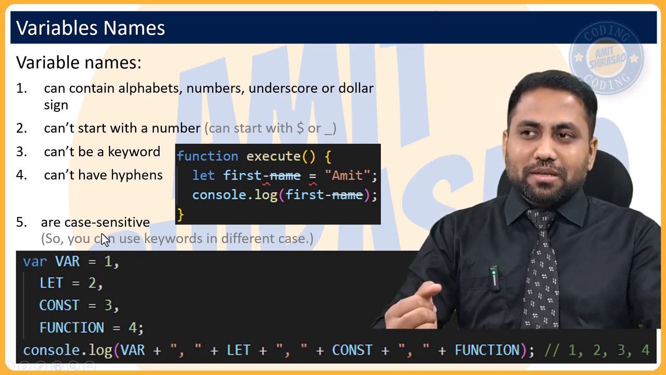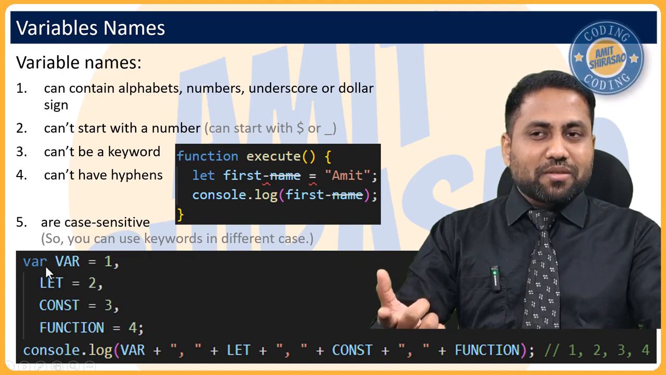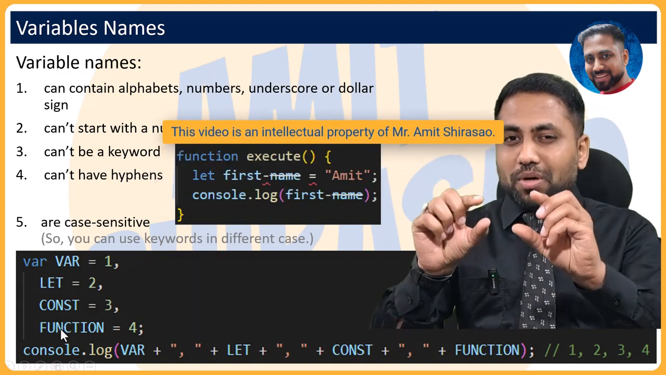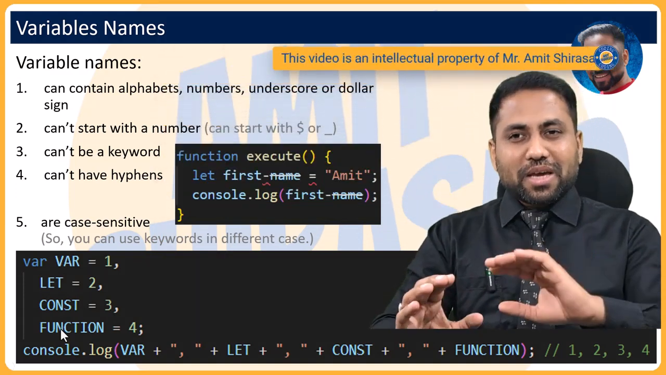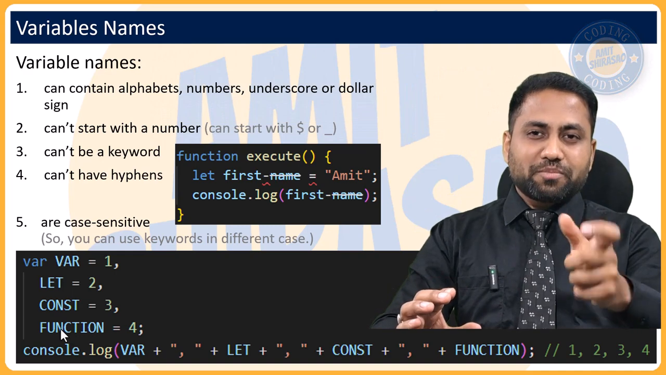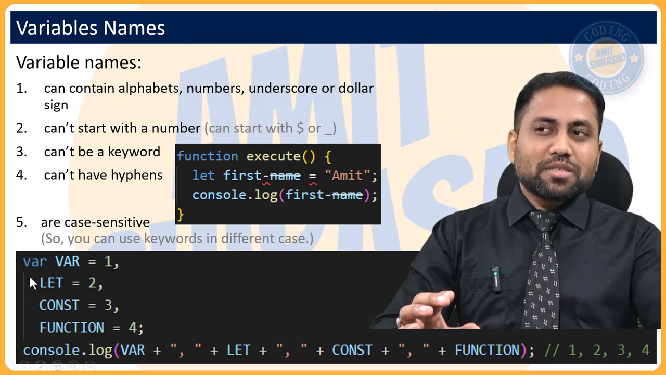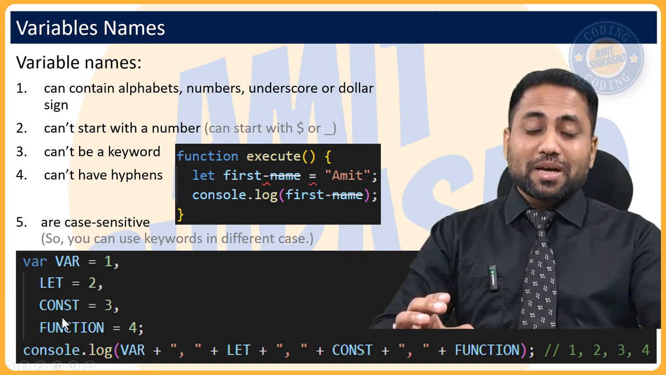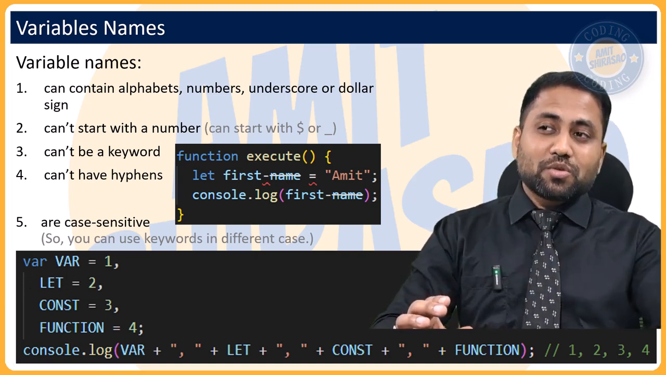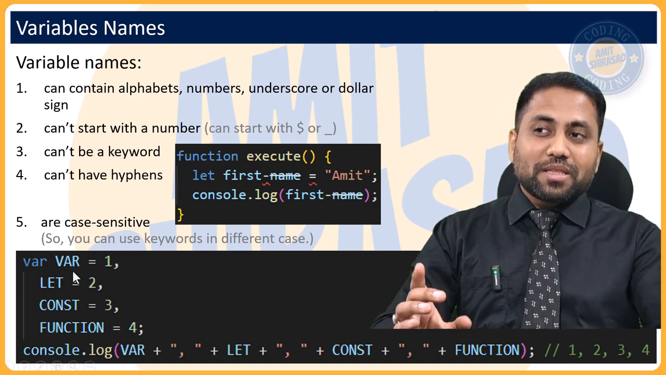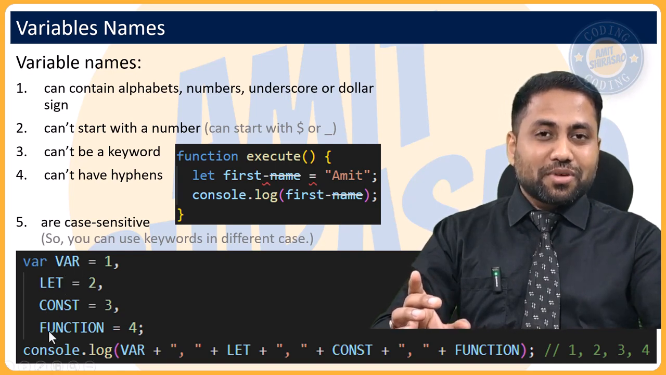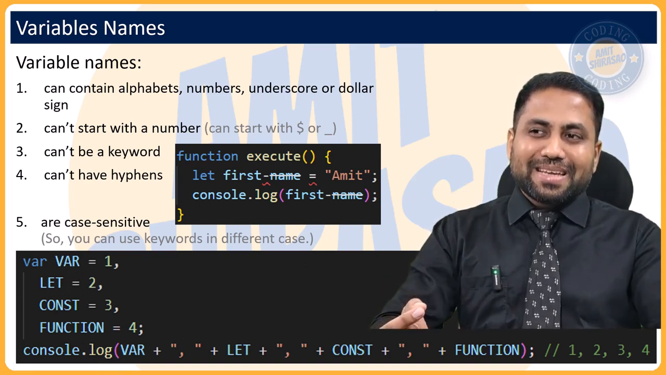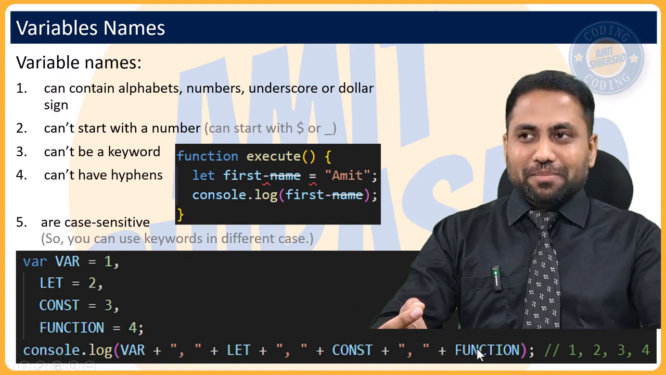So what is a keyword? var is a keyword, let is a keyword, const is a keyword, function is a keyword, but in lower case they are keywords. If I use all caps, then it is not the keyword, it is a different name, so I can use these different names. I can create variables by the names of var, let, const, function, as long as I use different casing. This is what I tried to demonstrate here.